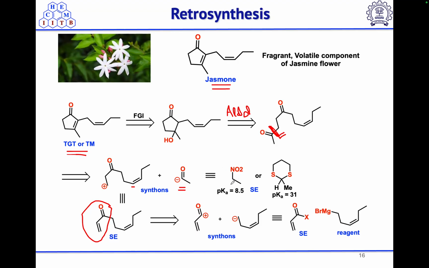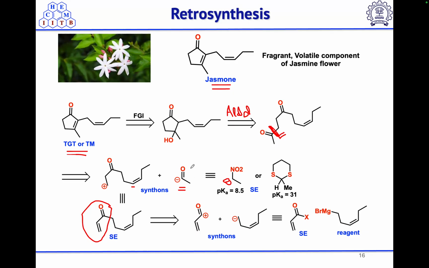Another synthetic equivalent is nitroethane. You can easily generate the carbanion alpha to the nitro group. As you can see, the pKa of nitroethane is 8.5. So if you treat nitroethane with any milder base, you can easily generate this carbanion. Also, if you take this 1,3-dithiane compound, you basically have to use a strong base like butyllithium. So this is the Umpolung chemistry.